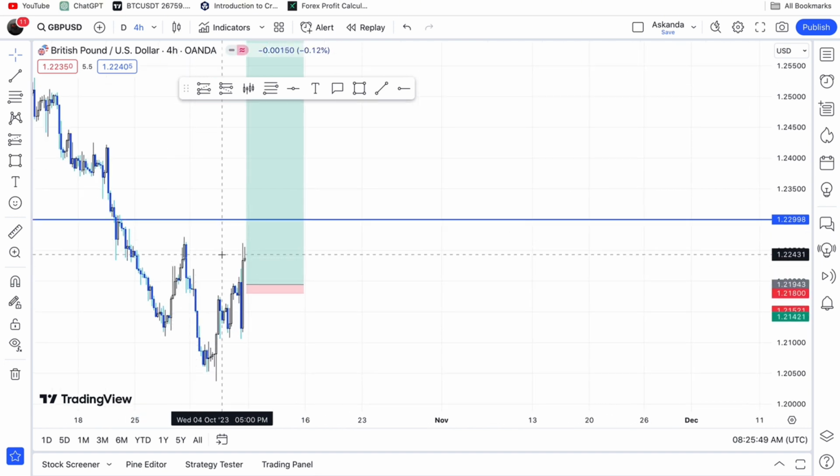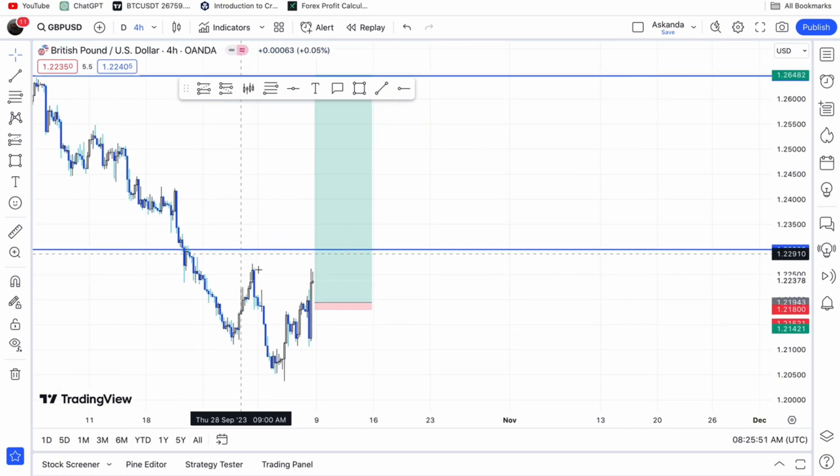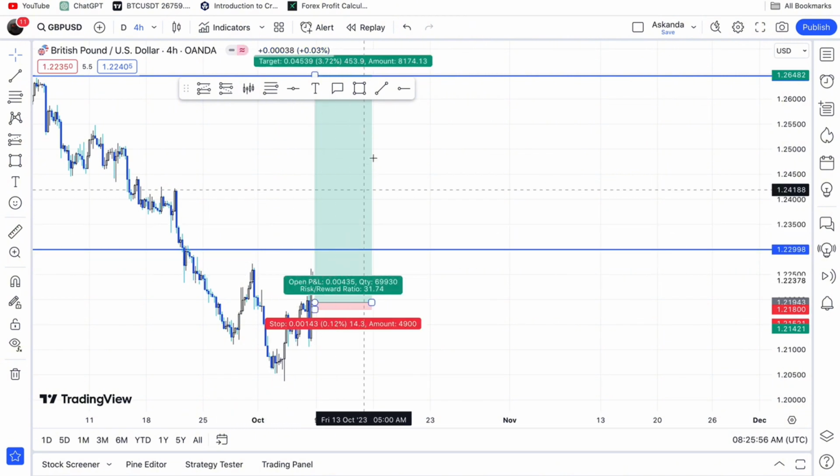This means the dollar is losing value. If price is able to break here starting Monday, we could see GBP USD moving to the upside.